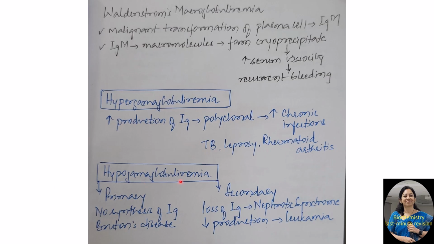At the other end of the spectrum, we have hypogammaglobulinemia, where there is decreased production of immunoglobulins. It can be either primary or secondary. In primary, there is completely no synthesis of immunoglobulin, as seen in Bruton's disease.